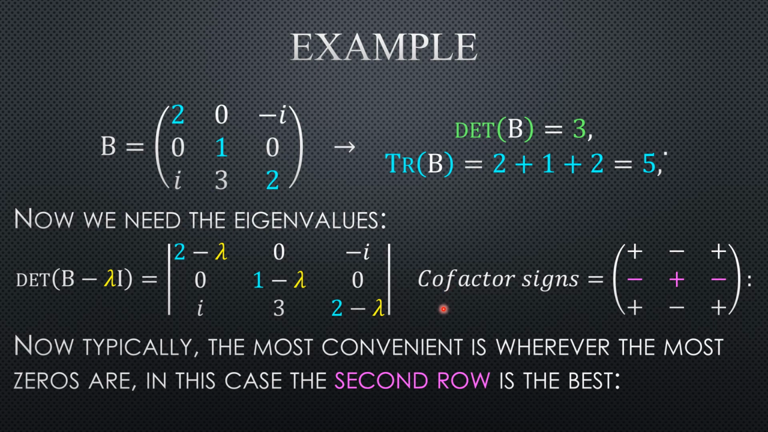And so we see that cofactor signs, we have our matrix of signs here to choose from based on what row or column. And as you see from the color code, we're going to use the second row here because the second row has the most zeros, and that's where it's most convenient. Now again, with things like cross products, we see that the first row is commonly used, but that might not always be the most convenient.